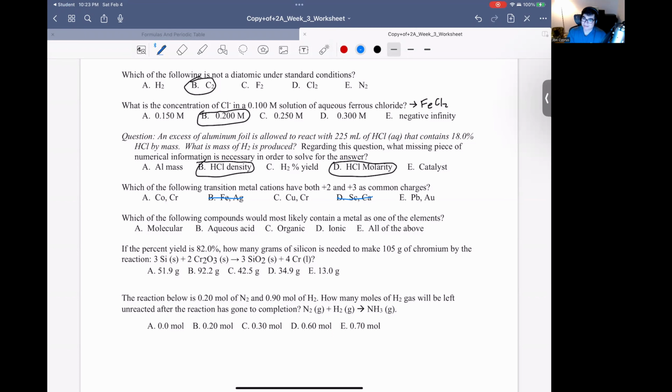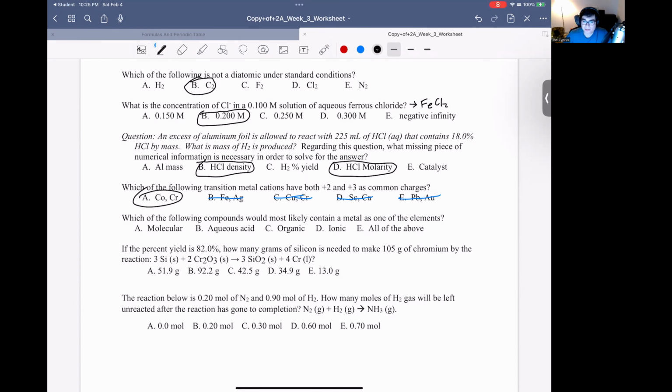Calcium is a +2, right? It doesn't have a +3, right? We're looking for both +2 and +3 common charges here. So another one we can eliminate is this lead and gold, right? Gold is typically a +1 charge, and copper can also be eliminated, right? It's 1 and 2. So that leaves you with cobalt and chromium.